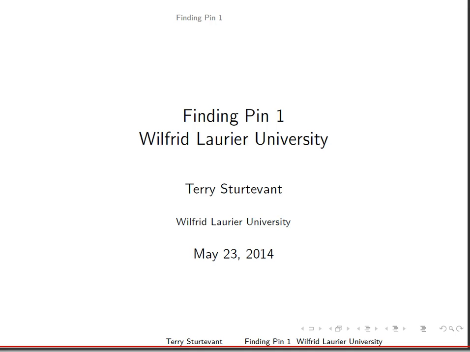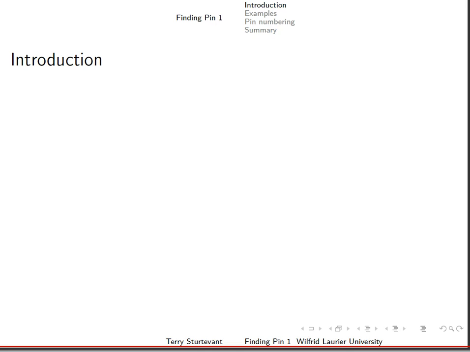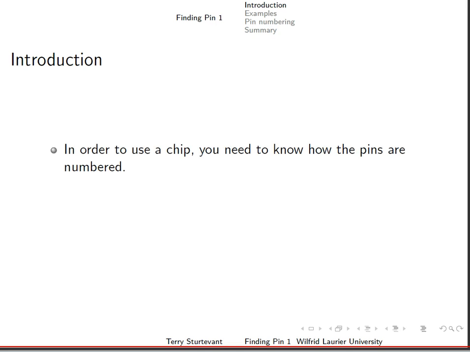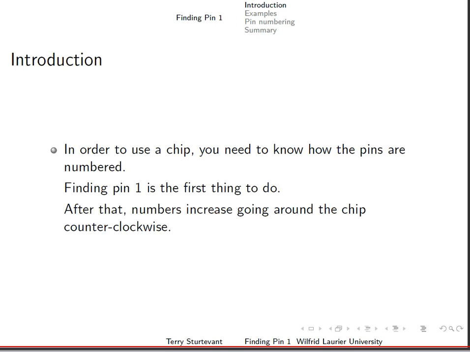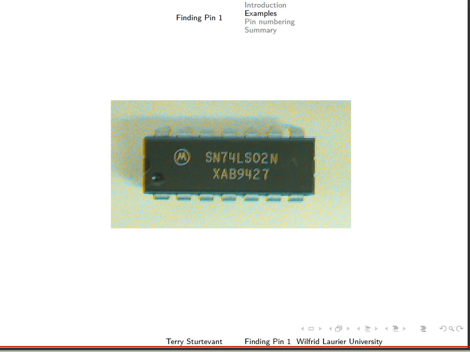This document is about how to find pin 1 on an IC chip. So in order to use a chip, you need to know how the pins are numbered. Finding pin 1 is the first thing you have to do. After that, the numbers increase going around the chip counterclockwise.